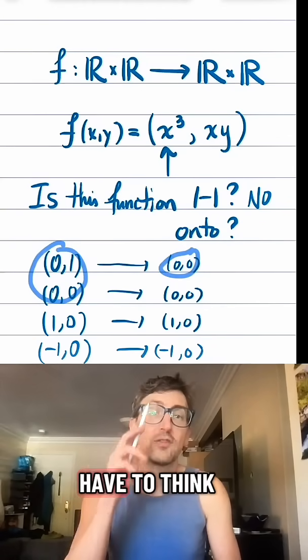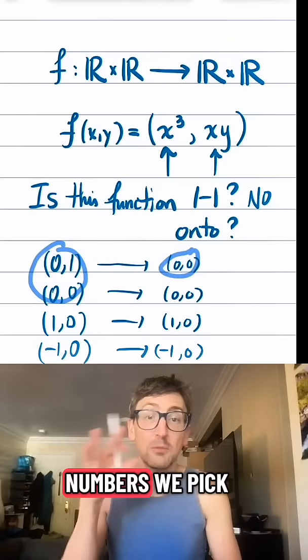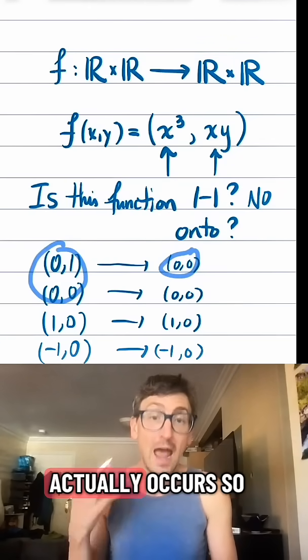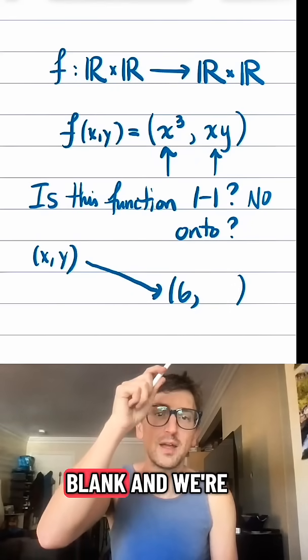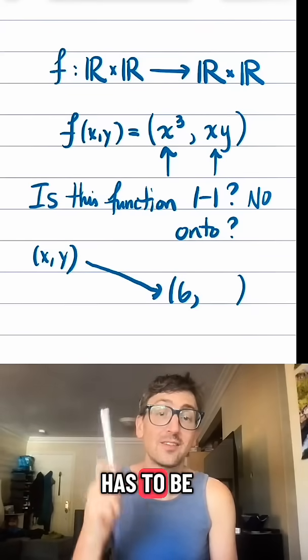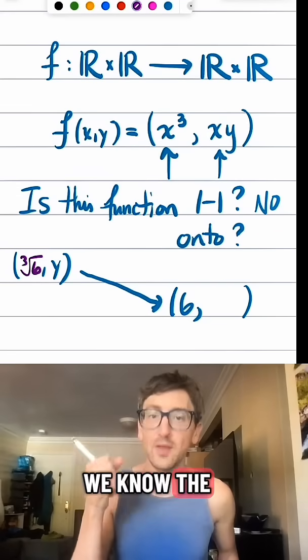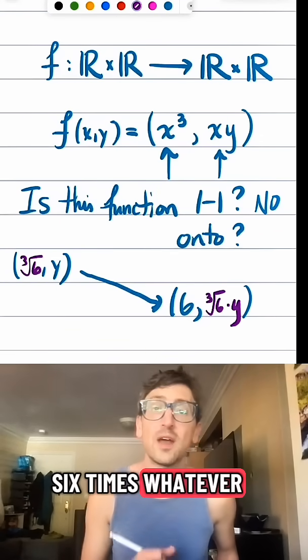But we also have to think about the second slot. To be onto, it should mean that any 2 numbers we pick as a potential output actually occurs. So if we have some point in the target, say 6 comma blank, and we're trying to get something that goes to it, I know that that x-coordinate has to be the cube root of 6. But now that we know the x value, the y value over here is going to be the cube root of 6 times whatever y is.